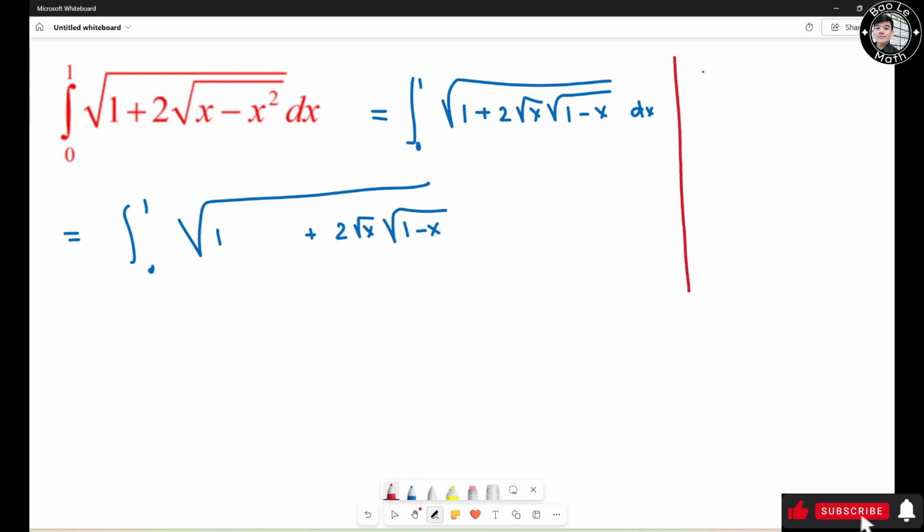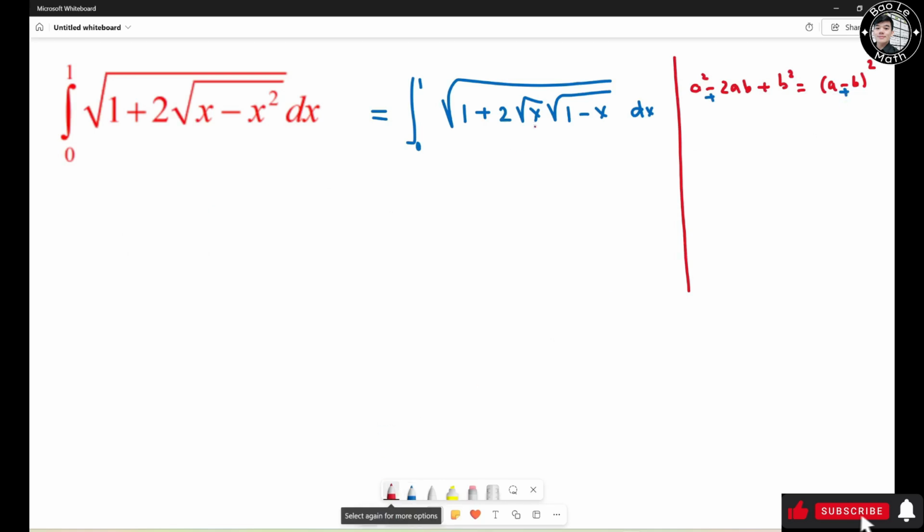Now, remember, we have the complete square formula: a squared plus 2ab plus b squared equals a plus b all together squared. If this one is a plus sign, this one must be a plus sign, right? Now, let this one be a, this one be b. If I square this one, it's going to be s. If I square this one, it's going to be 1 minus s, right?